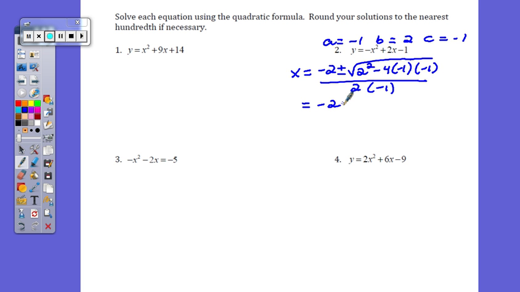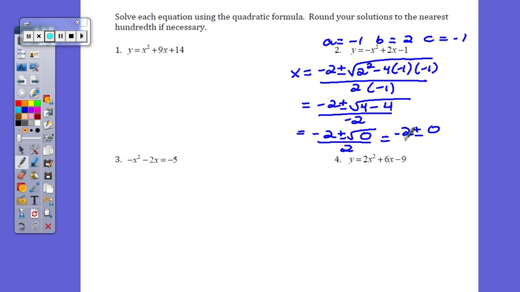So I have negative 2 plus or minus the square root of 4, since 2 squared is 4, minus 4 times negative 1 times negative 1, which is just 4, all over negative 2. You saw that underneath the square root we actually get 0, and we're going to talk later about what that means when we get 0 as our discriminant. So our answer here is negative 2 plus or minus 0 all over 2.